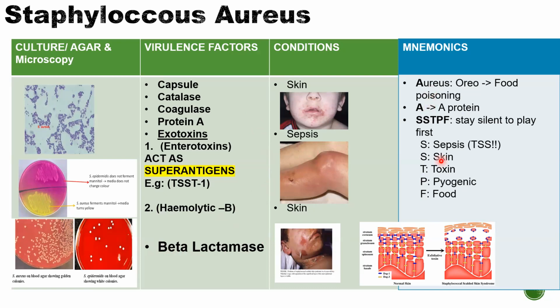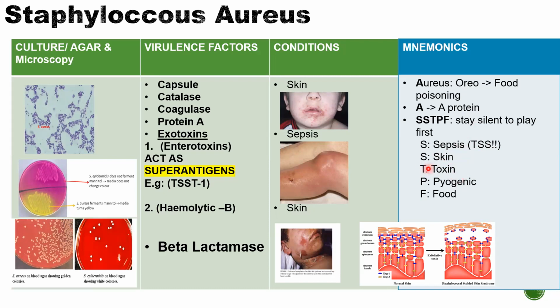So again, what's the mnemonic? Basically, remember Oreo or Oreos? Oreos sounds like Oreo. So remember, it causes food poisoning. And A for A protein. And then a mnemonic to remember the conditions is "stay silent to play first." So S is for sepsis. So don't forget the toxic shock syndrome because of the superantigens. And the other S is for skin. So skin conditions like the scalding of the skin, anything like all skin conditions. When you see skin conditions, Staph aureus is on the top diagnosis differentials.